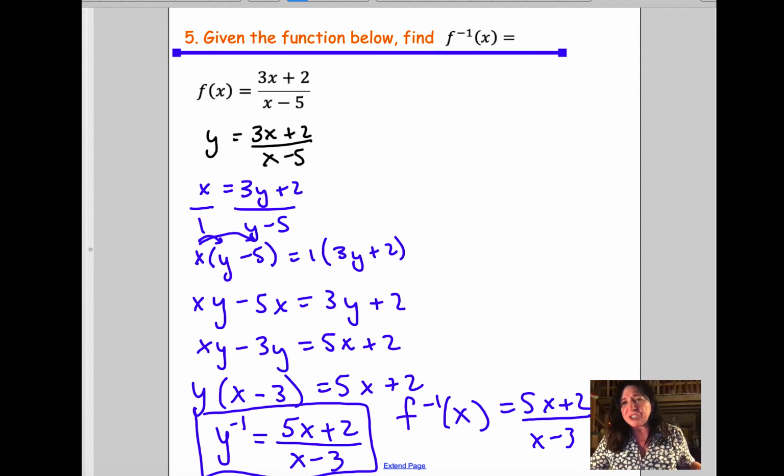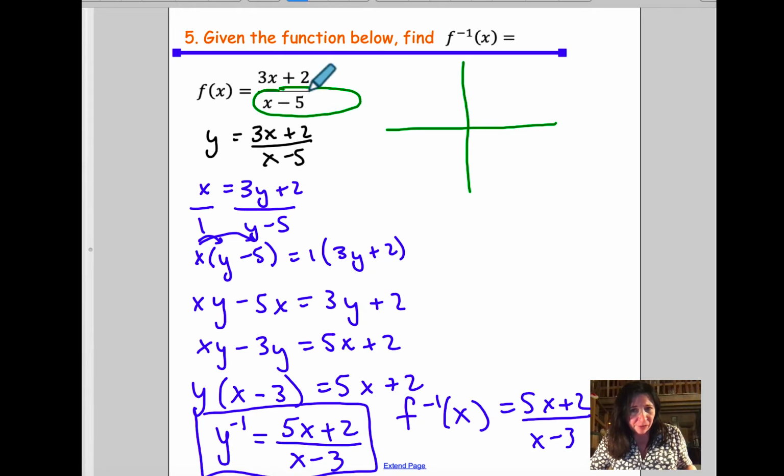Now, a question that you could be asked, not saying you are, I'm just saying you could be asked, is what's the domain and the range, or the domain for f of x, or the domain for f inverse of x, right? So just remember that x can't make the denominator zero. So right here, see that x minus 5, that value cannot be 0. So that means that x cannot be 5, which means that at 5, 1, 2, 3, 4, 5, I have an asymptote right there.